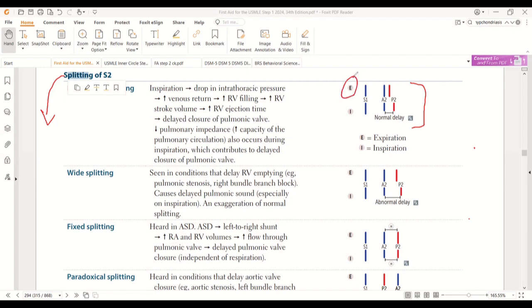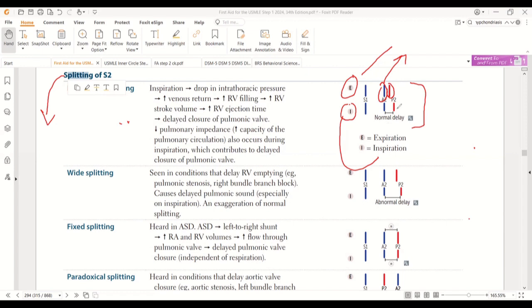So E represents expiration, right? And I represents inspiration. So this splitting is normally exaggerated in inspiration. So first the aortic valve closes, right? After the closure of the aortic valve, then the pulmonary valve closes, right? So what happened in this condition during inspiration?